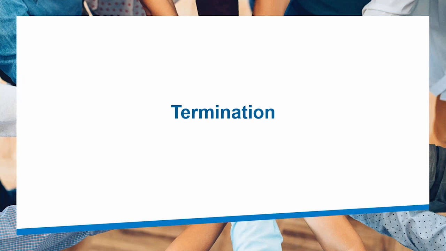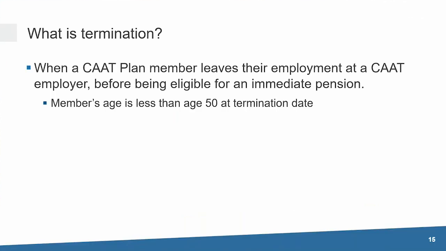Let's now review the termination process. What defines a termination from the pension plan? A member is terminated when they end their employment with all their CAAT employers and are not eligible for retirement. For DBplus, eligibility is based on the age of a member. If they have not attained age 50, they are eligible for termination benefits from the plan.